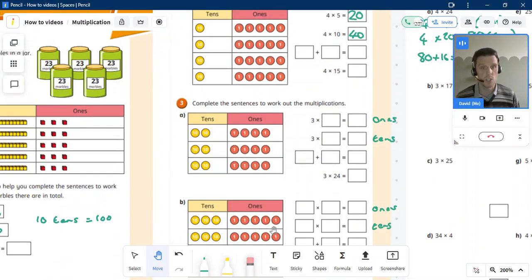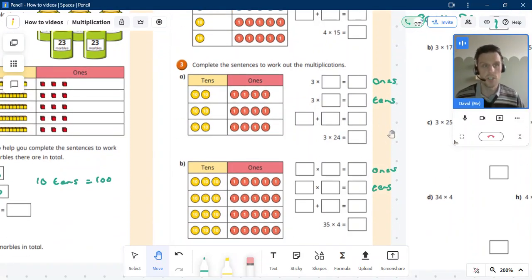Okay, moving on to question 3. So what I've done here is to help, I've put that we're doing the ones first and then the tens, okay? But remember, we're just doing the value. So for the tens, counting 10, okay? Once you've got that, add them together to get your answer. Do this for A and B. Pause here to complete the question.